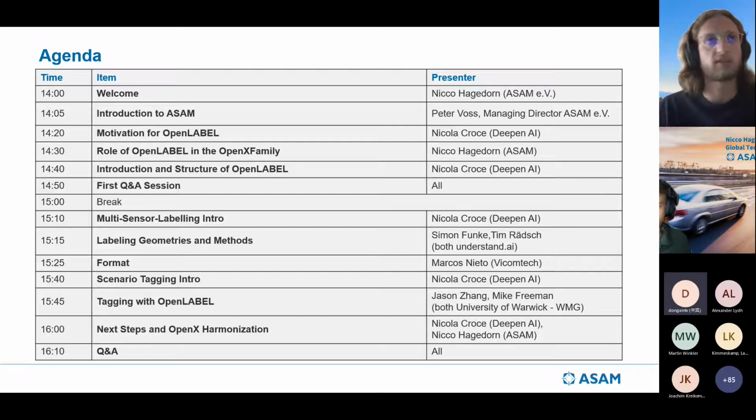First, to set the stage, I want to dive deeper into the scope of OpenLABEL, specifically what's in scope and what's also not in scope of OpenLABEL. So Nico was giving a great example on how OpenLABEL comes together with the other standards of the OpenX family. And this example was specifically geared towards simulation.